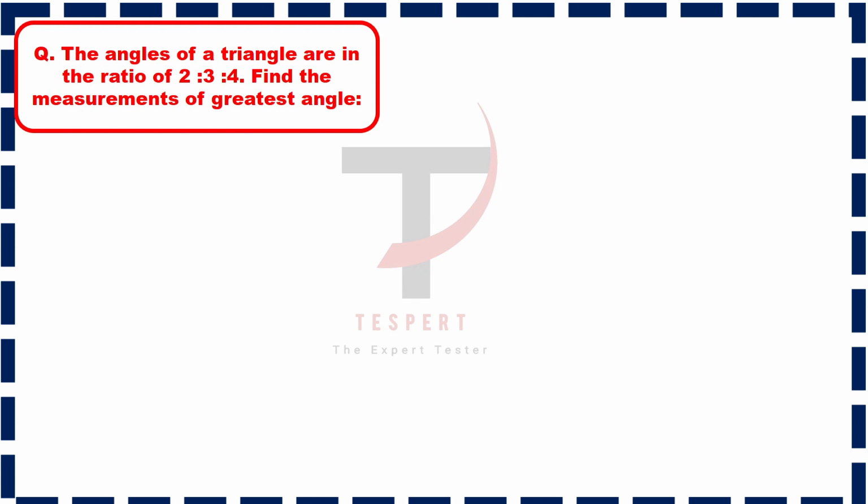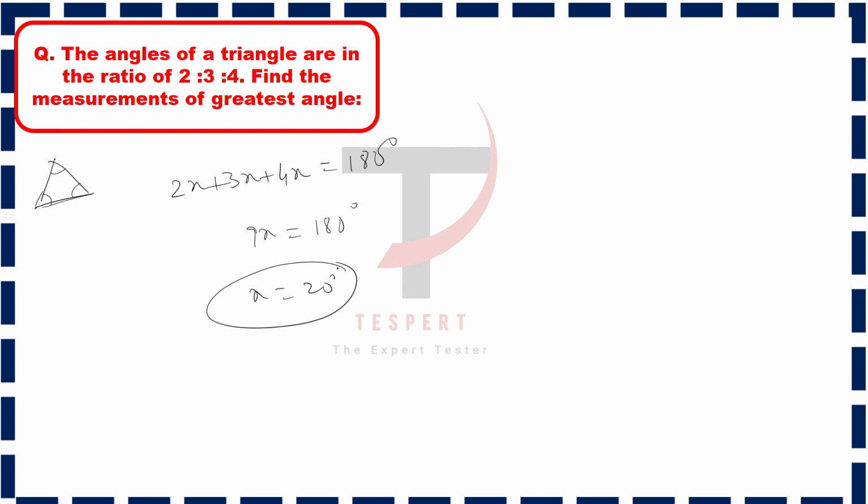The angles of a triangle are in the ratio 2:3:4. Find the measurements of greatest angle. So the angles are 2x, 3x and 4x, right? We know the sum of the angles in a triangle is 180 degrees, right? So 2x plus 3x plus 4x is equal to 180 degrees. 9x is 180 and x will be 20 degrees, right?